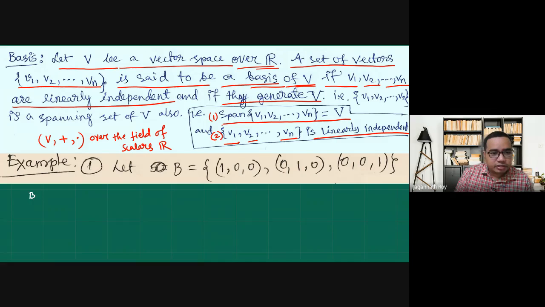It's a very important idea of linear algebra: basis. A basis has two conditions. It is a spanning set, and the second condition is that it is linearly independent.